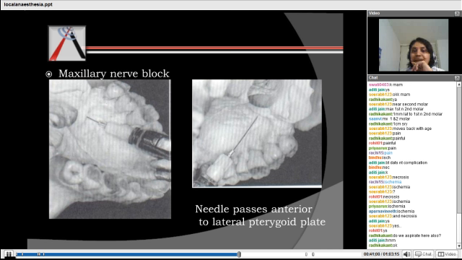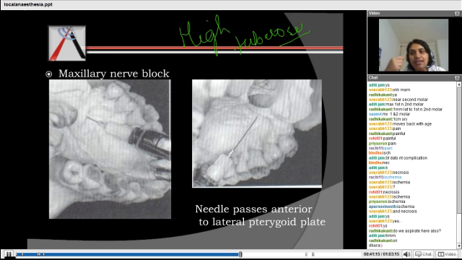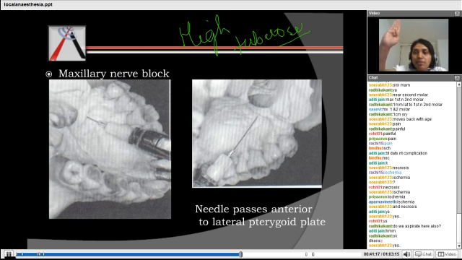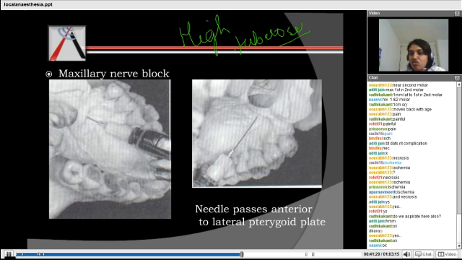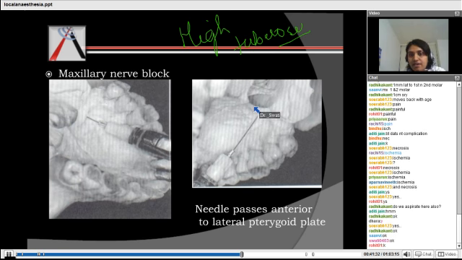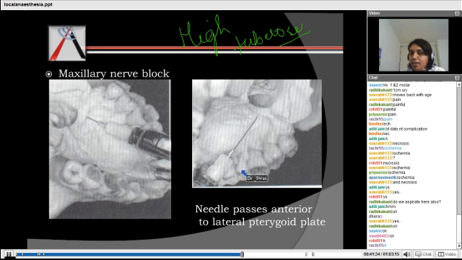Okay, now look at this maxillary nerve block. We are talking about high tuberosity block. Now you all know that PSA comes out from the maxillary nerve. In the same region, if we go a little bit higher, you are able to give a high tuberosity nerve block, and that is nothing but your maxillary nerve block. Right. So the position of this maxillary nerve is just anterior to the lateral pterygoid plate.